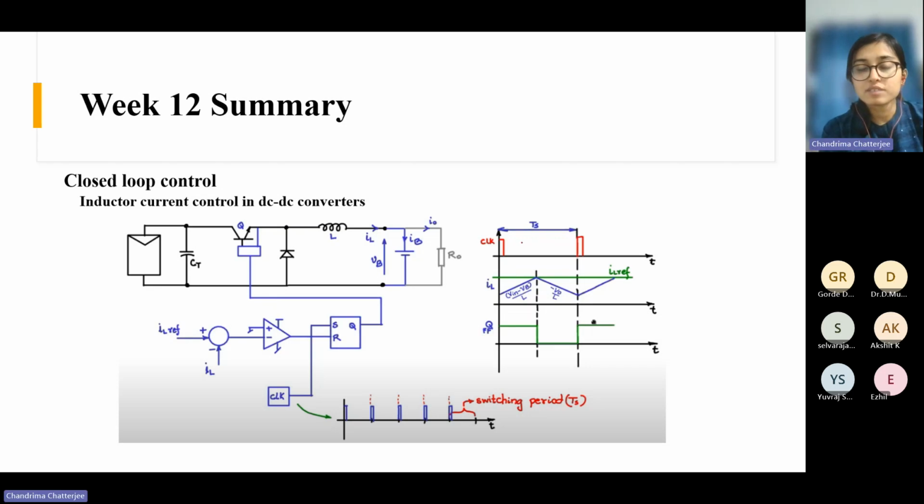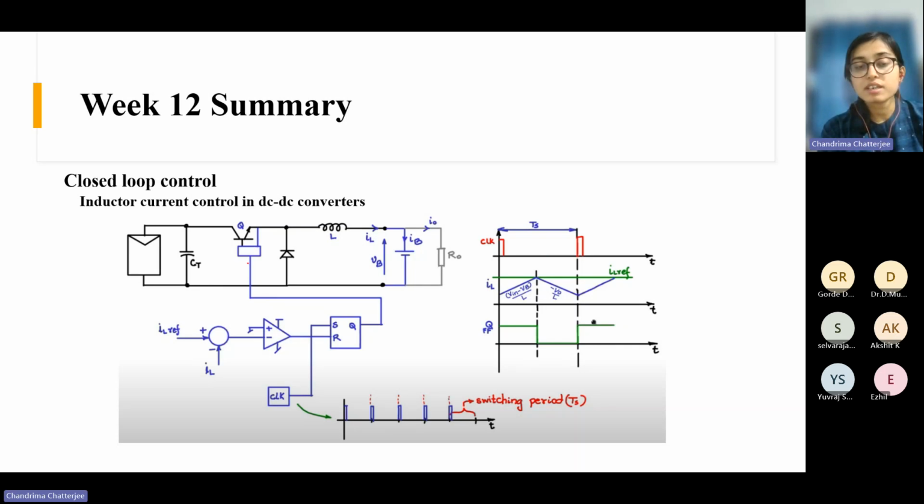There are different types of controls for a DC-DC converter. There is peak current mode control, and there is average current control. There are different types of controls that you will eventually learn. But whatever is discussed in this course, that I will discuss, though there are several other methods. Okay, see the circuit here.